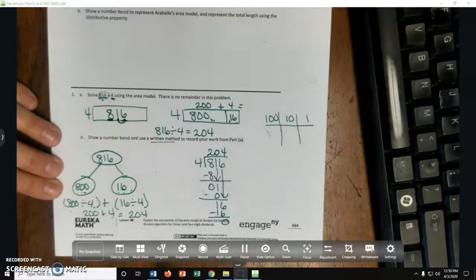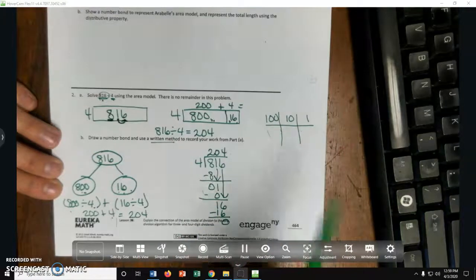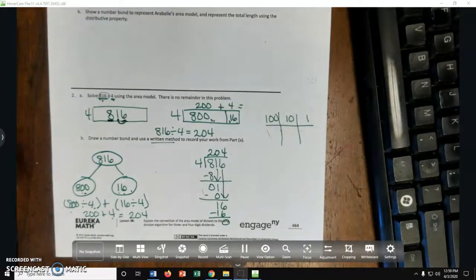Showing the standard algorithm. And I do say here, if you're still struggling with this, you can go back and put it on a place value chart so that you can understand what it is that you're actually doing.